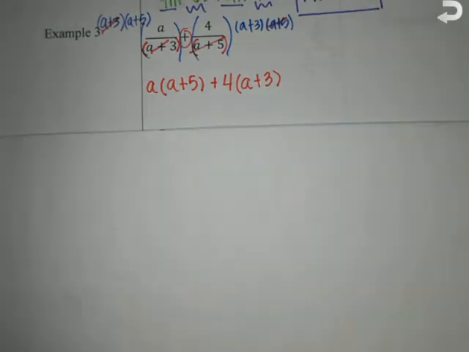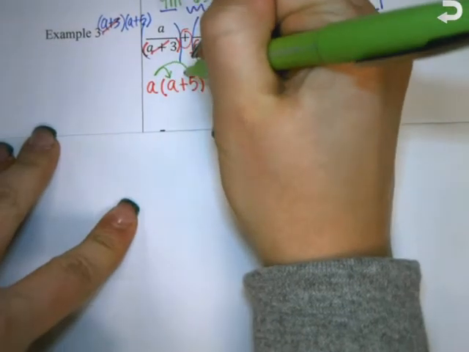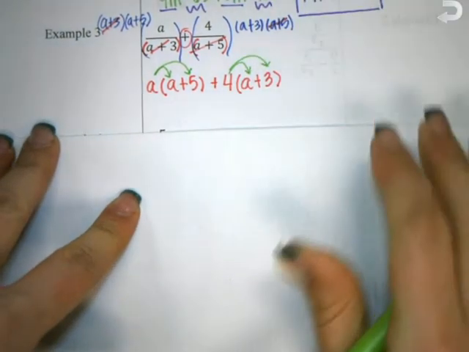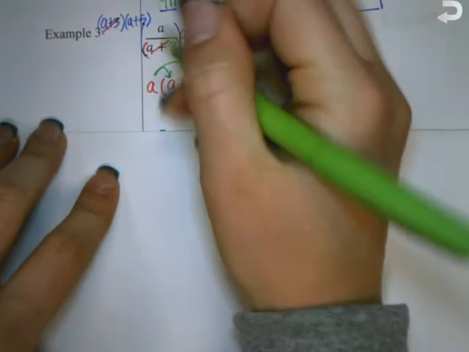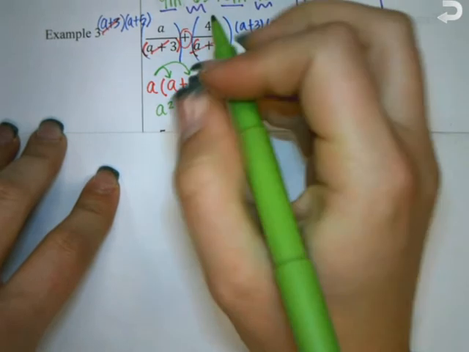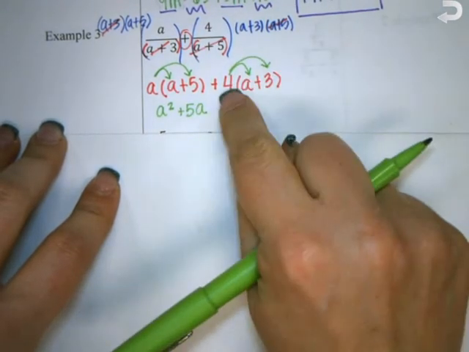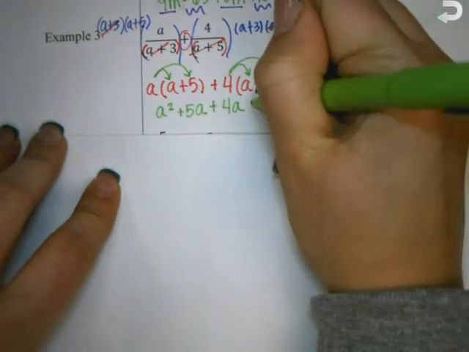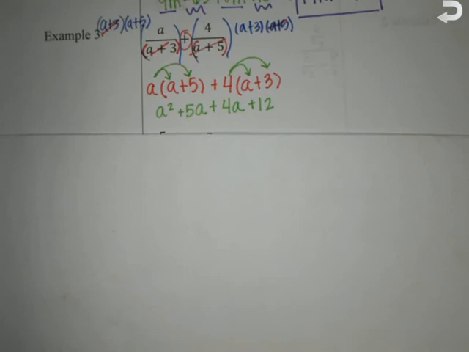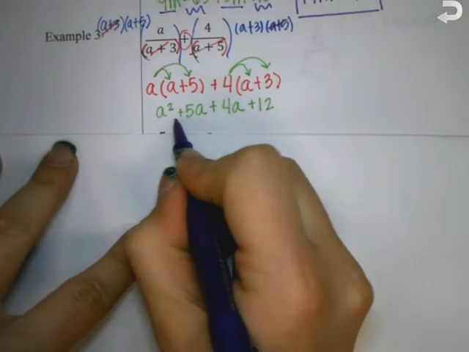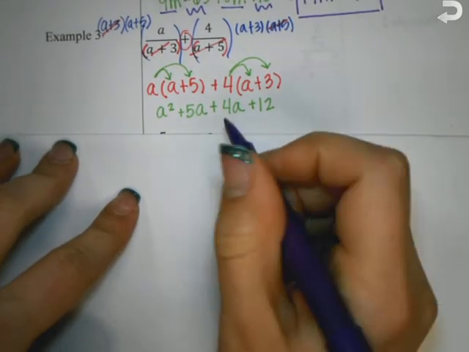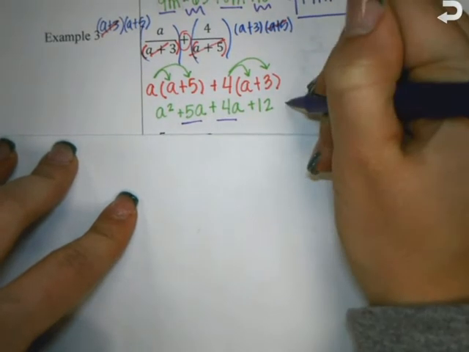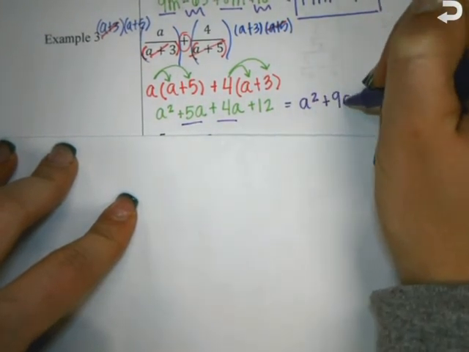Good. Then I distribute. Okay, a times a gives me a squared. A times 5? 5a. 4 times a? 4a. And 4 times 3? Plus 12. Okay, so let's combine like terms here. A squared, there's no like terms for that one. So we have 5a plus 4a. So we get a squared plus 9a plus 12. And that's your answer.